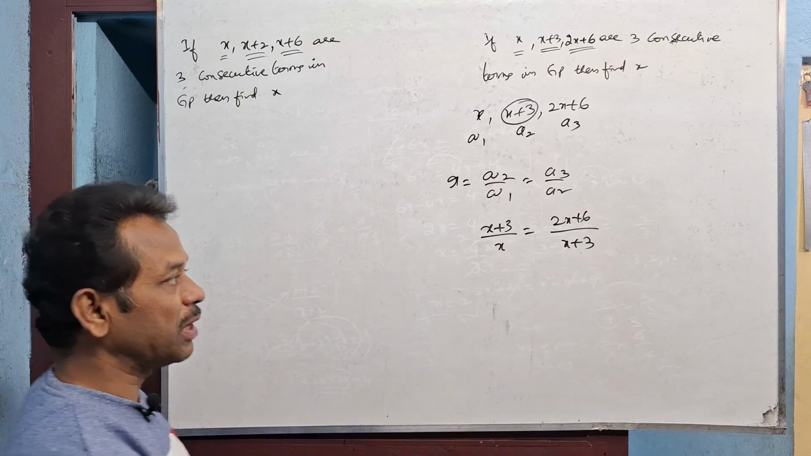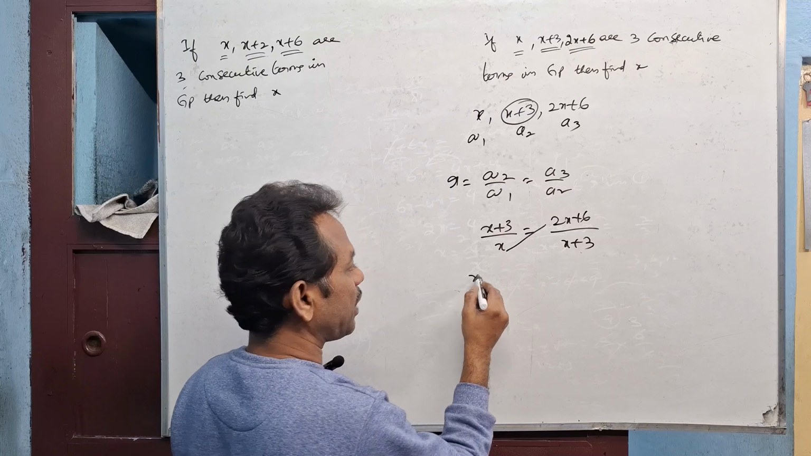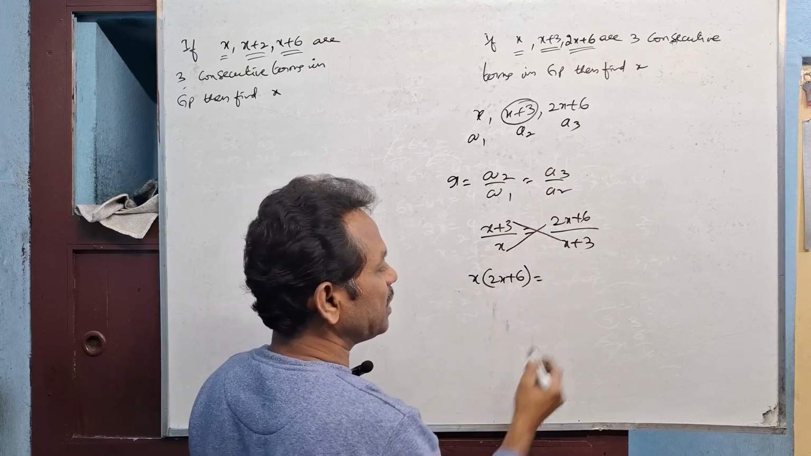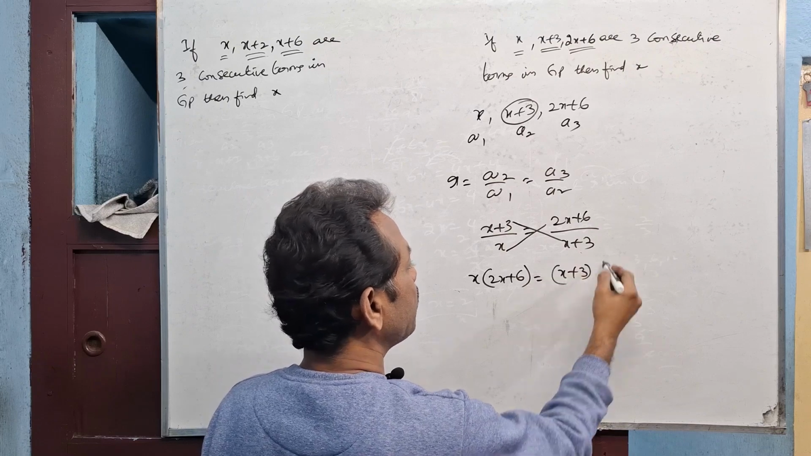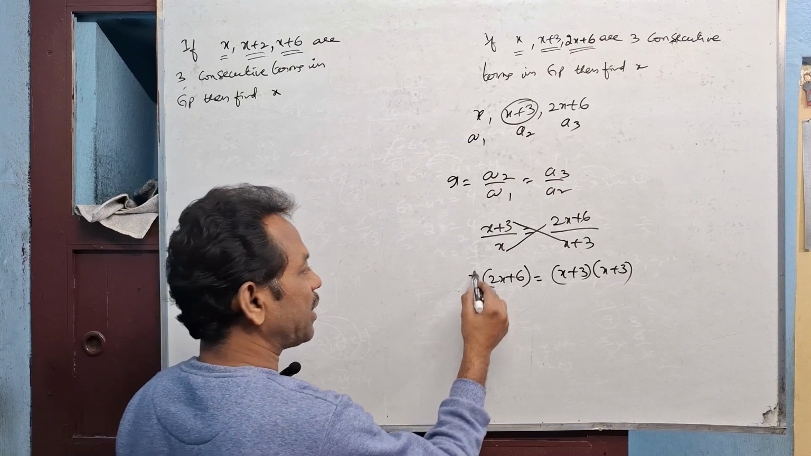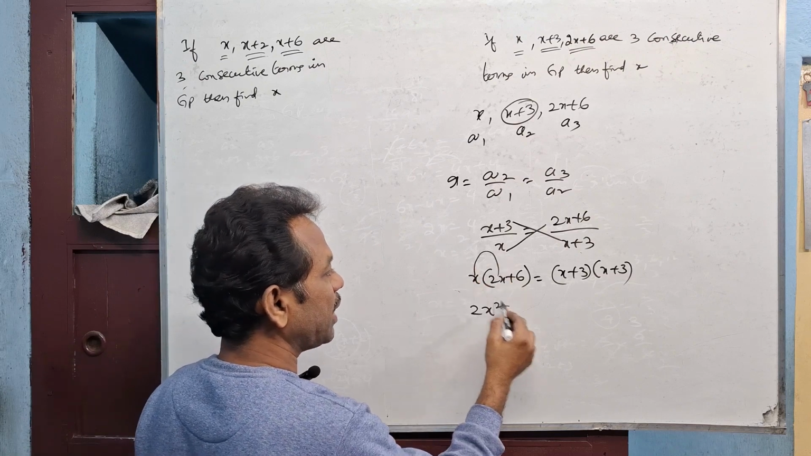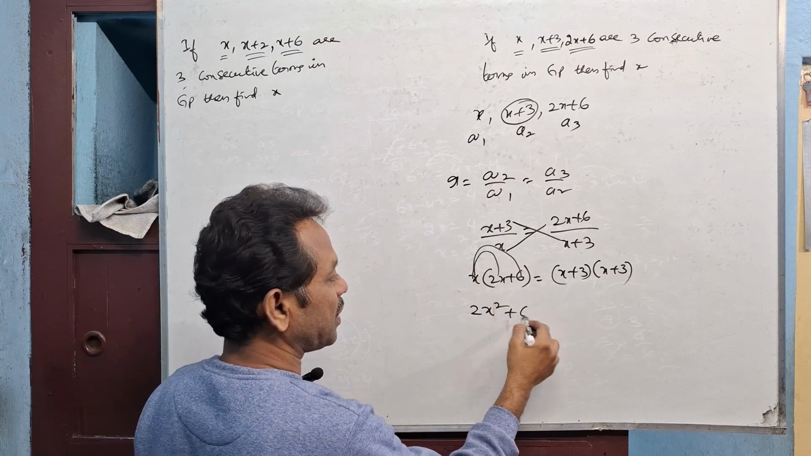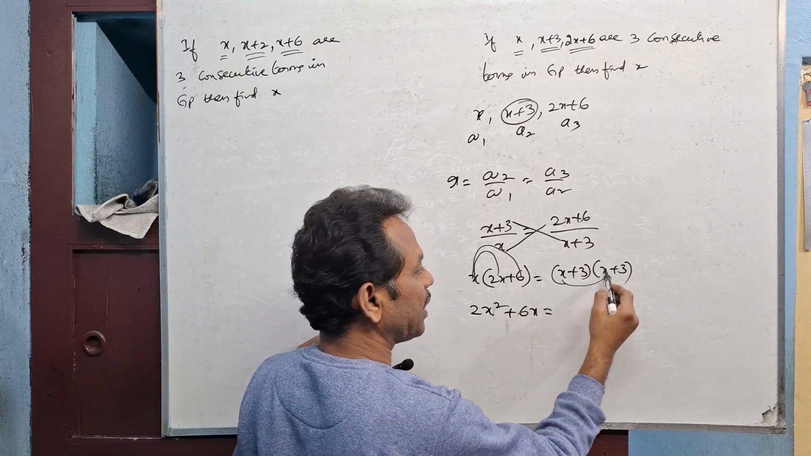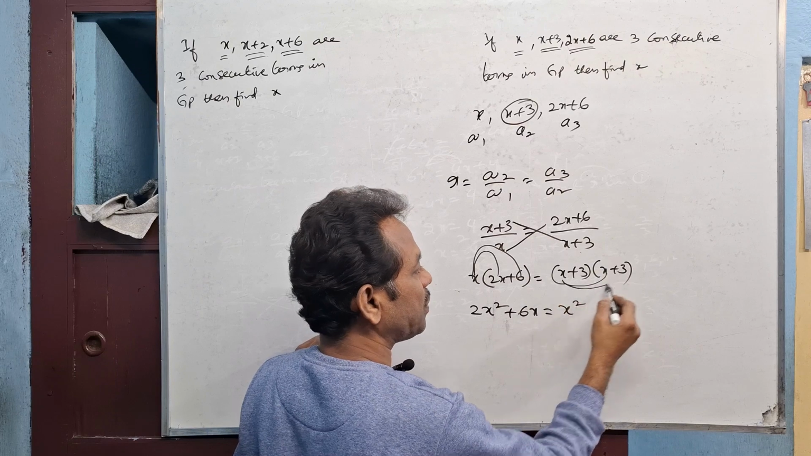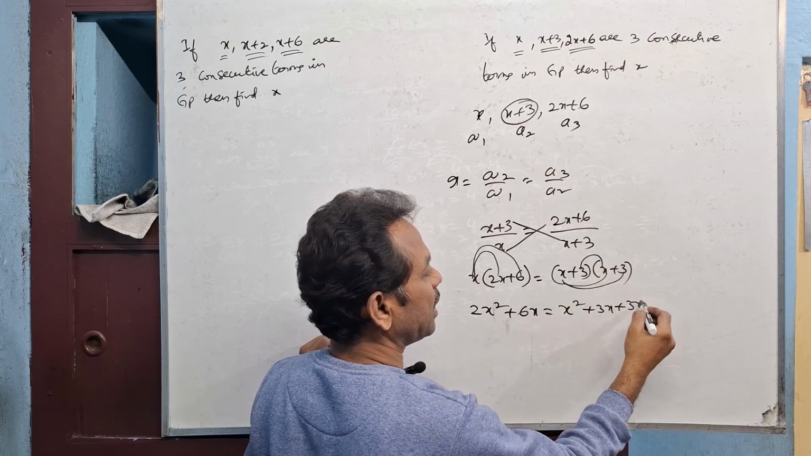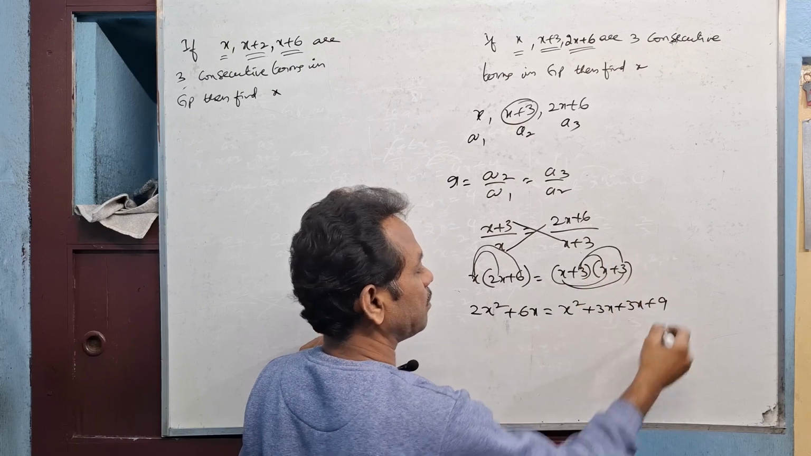Now let us go for cross multiplication. So this into this, so x into 2x plus 6 equal to, now this term with this term, x plus 3 into x plus 3. Okay, let me simplify. So x into 2x is 2x square, x into 6 is 6x equal to, here let me simplify RHS. So x into x is x square and x into 3 is 3x and 3 into x is 3x and 3 into 3 is 9.